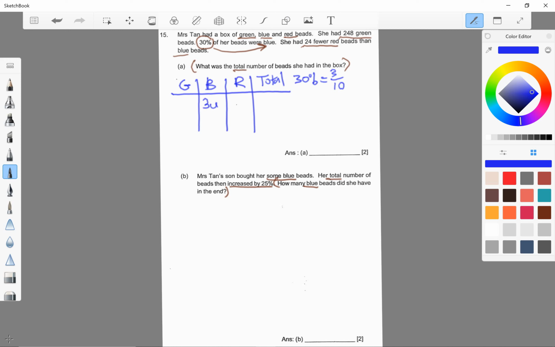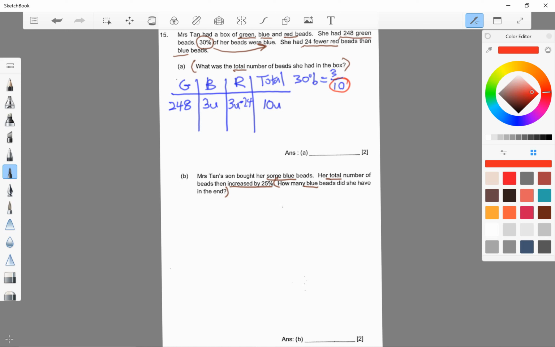And it is said that she had 248 green bits. And what about the red? The red has got to be 24 fewer than blue. And this means that it is 3 units minus away 24. Okay, so 24 fewer red than blue, 3 units minus 24. So what's the total? 10 units, because of the denominator 10 over here. Okay, let me circle it for all of you.